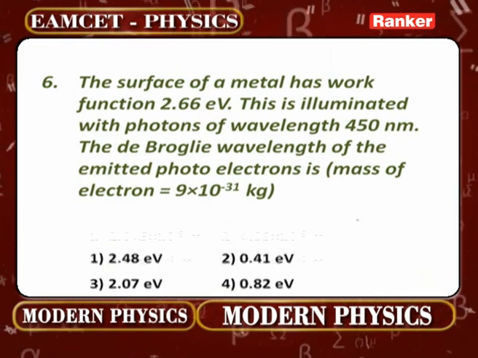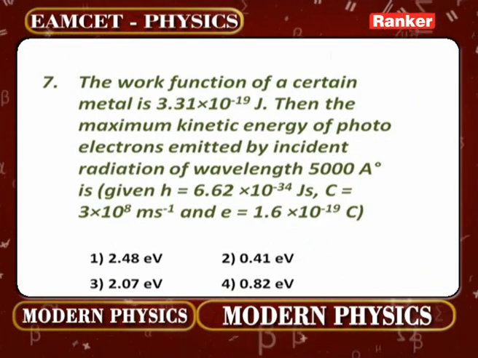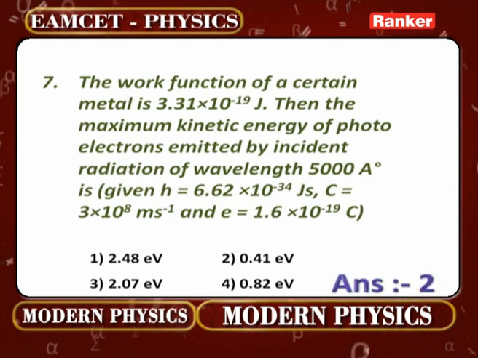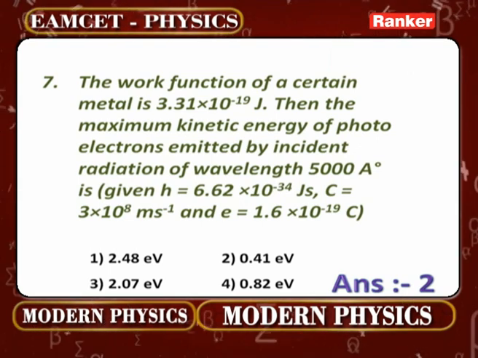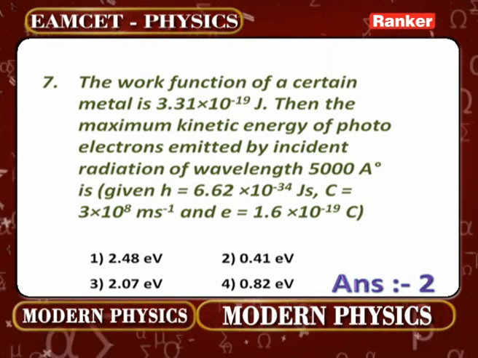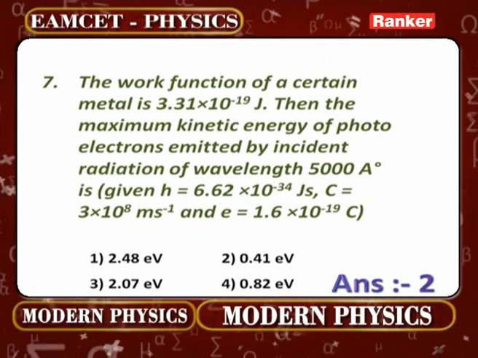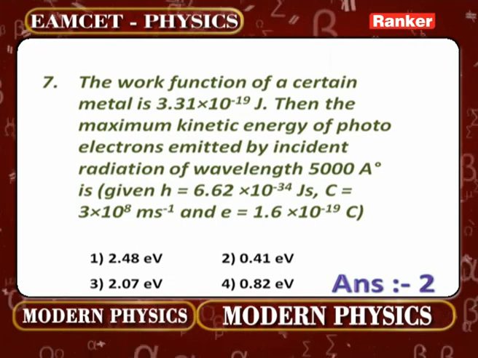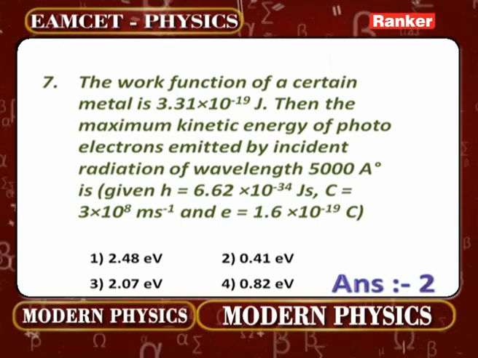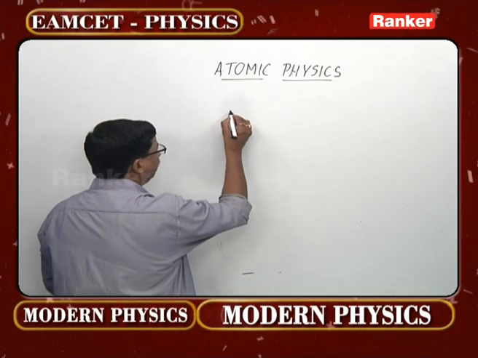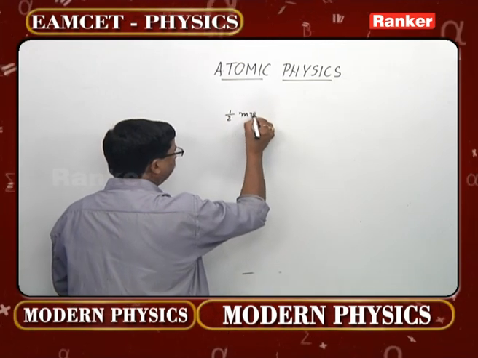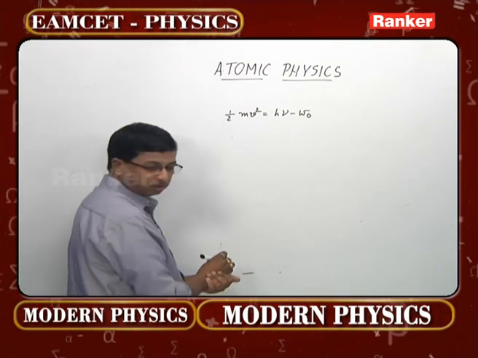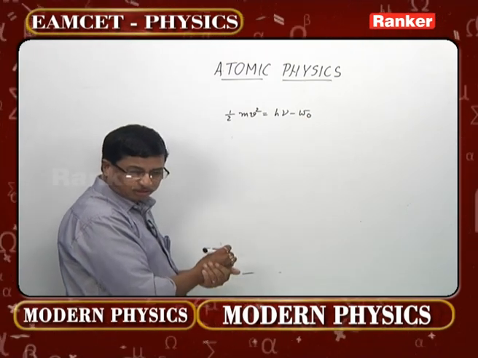Look at the next one, problem number 7. The work function of a certain metal is 3.31 into 10 power minus 19 joule. Then the maximum kinetic energy of photoelectrons emitted by the incident radiation of wavelength 5000 angstroms is how much? Maximum kinetic energy of emitted photoelectron. Directly you can write the formula half mv square, that is kinetic energy, is h nu minus W naught.